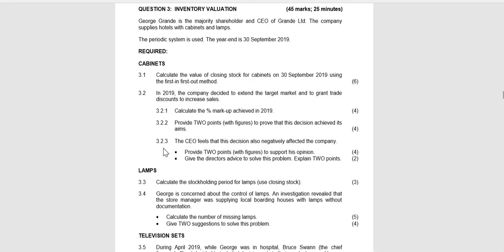That question number 3.2.3. Provide 2 points with figures to support his opinion. So the CEO feels that this decision also negatively affected the company. Provide 2 points with figures to support his opinion. Give the directors advice to solve this problem. Okay, let us go and see that.